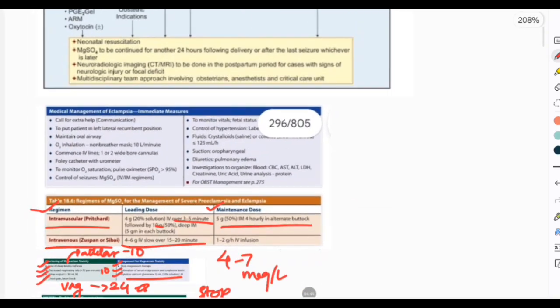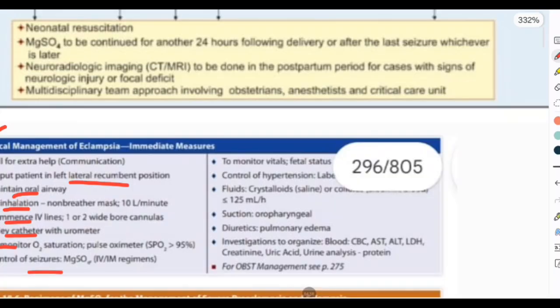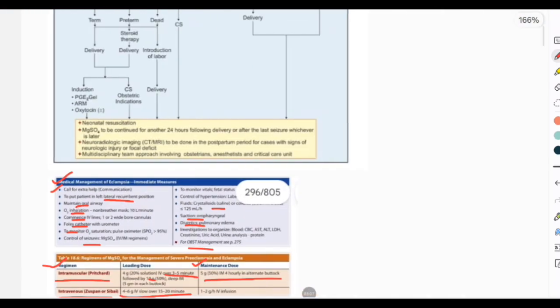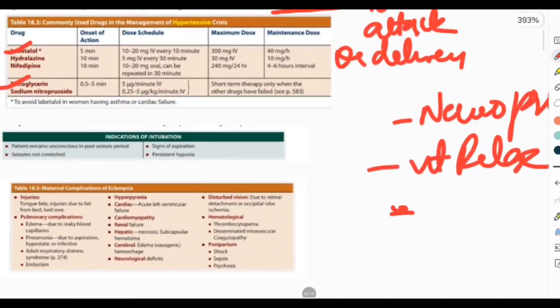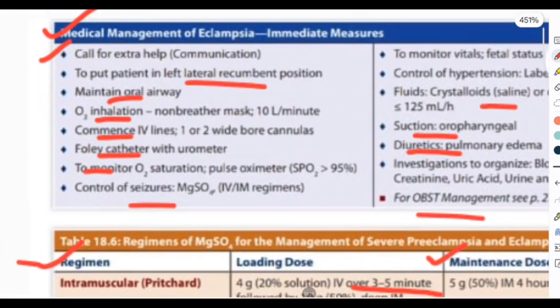So this is all about the hypertensive disorders in pregnancy. Also, there is medical management: call for help, put the patient in left lateral position, maintain oxygen, connect IV lines, Foley's catheter to monitor output, control the seizures with magnesium sulfate, monitor the vitals and fetal status, crystalloids, oropharyngeal suction, then diuretics for pulmonary edema and cardiac failure. Indications of intubation: patient remains unconscious, seizure not controlled, signs of aspiration and persistent hypoxia.